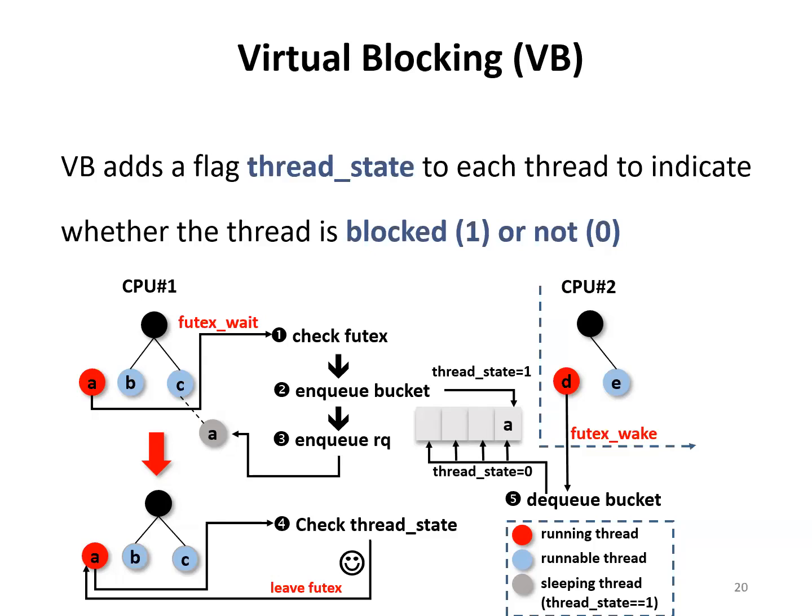However, blocked threads are skipped during CPU scheduling until thread state is cleared. Since threads are not put into real sleep, when a thread is awakened by futex wake, its thread state is cleared and it is removed from the futex hash bucket queue. After thread state turns to 0, a thread resumes normal scheduling and is awakened from virtual blocking.